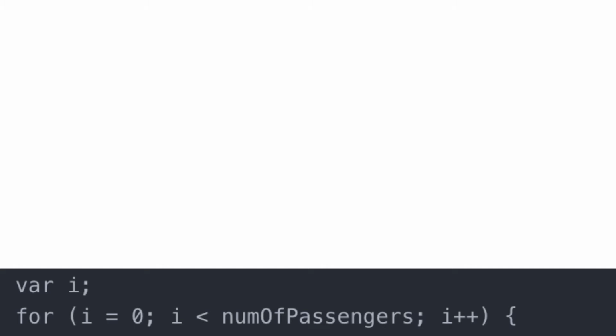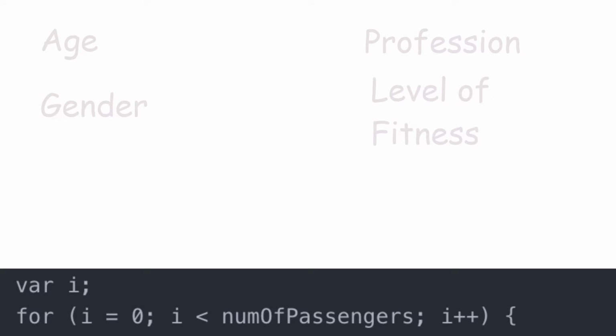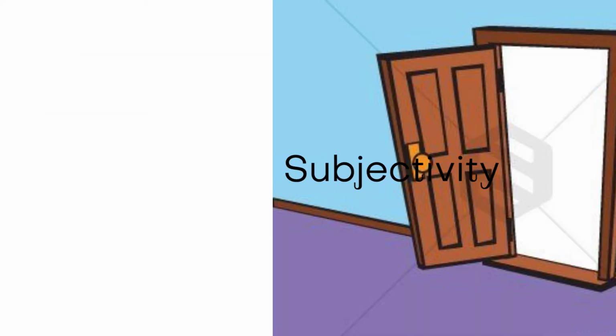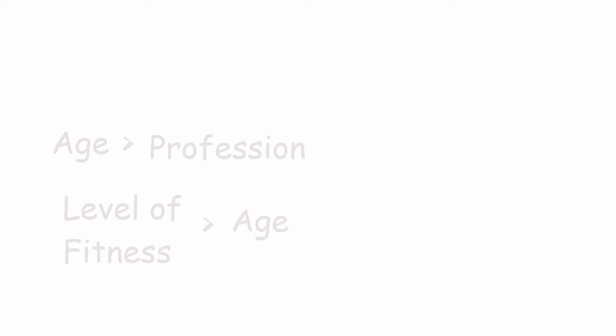Now that we have a setup for our loop for passengers, let's start deriving some values. In this situation, we are given different circumstances: age, profession, gender, level of fitness. This is, however, assuming the individuals are human. So before analyzing any of these, we've got to make an if statement for whether or not they are human. Now we can analyze these four standards. This is where subjectivity comes in. You may have the belief that age is more important than profession, or level of fitness is more important than age. This is just generally how I see it.